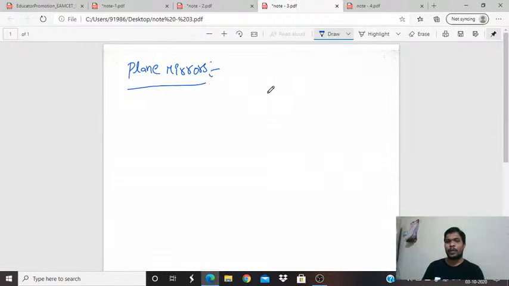So already I told you, plane mirror means what? One side is polished, the other side is reflecting. Generally we use mirrors there. So in plane mirrors also it is the same when light is incident.